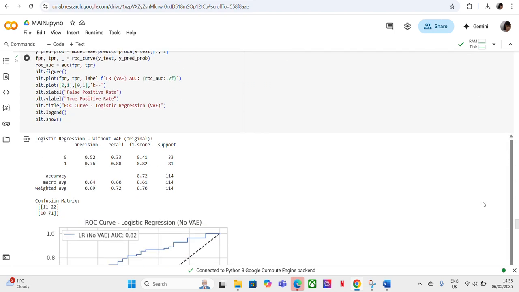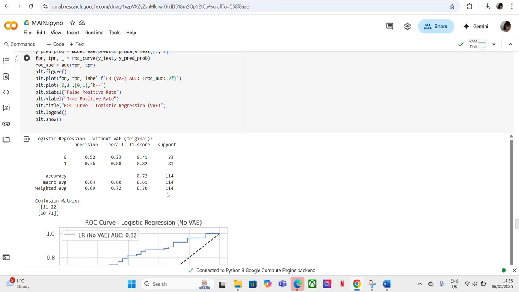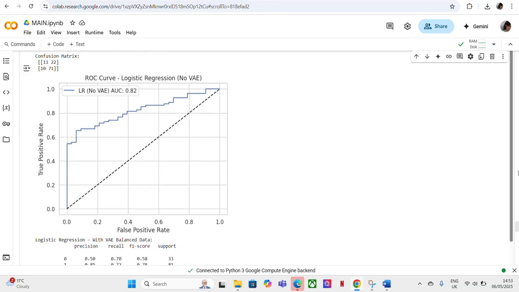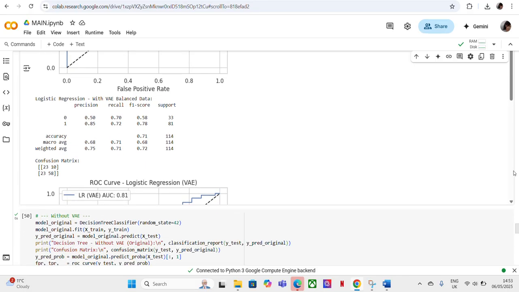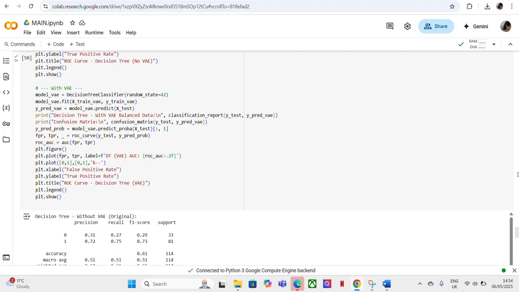Then next is logistic regression. The accuracy without VAE is 72%, and recall is about 33%. Then logistic regression with VAE, the accuracy is 71%, and around 23 out of 33 class 0 were predicted correctly. So VAE offers a better balance, but the performance for class 0 is not ideal, even though the accuracy is increased.